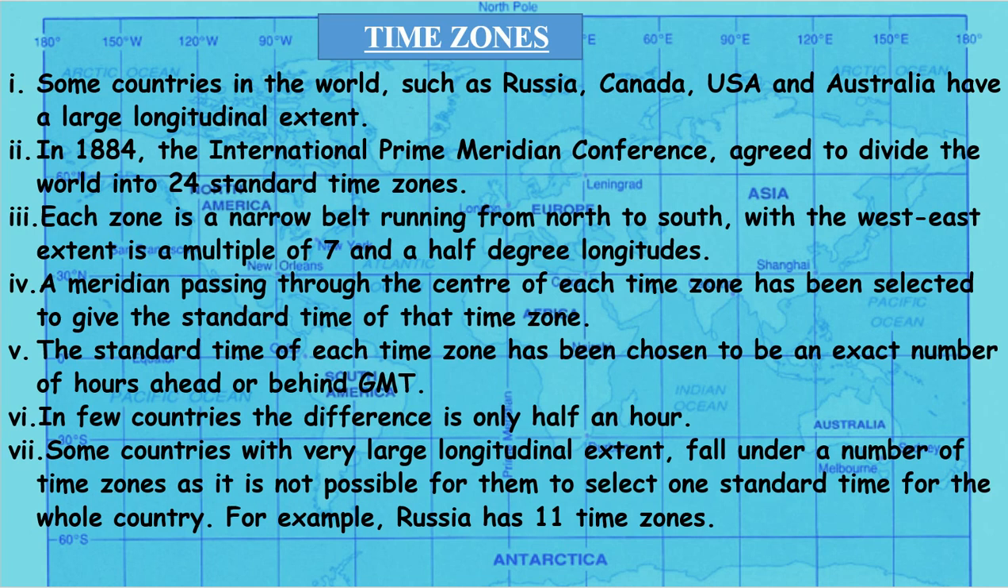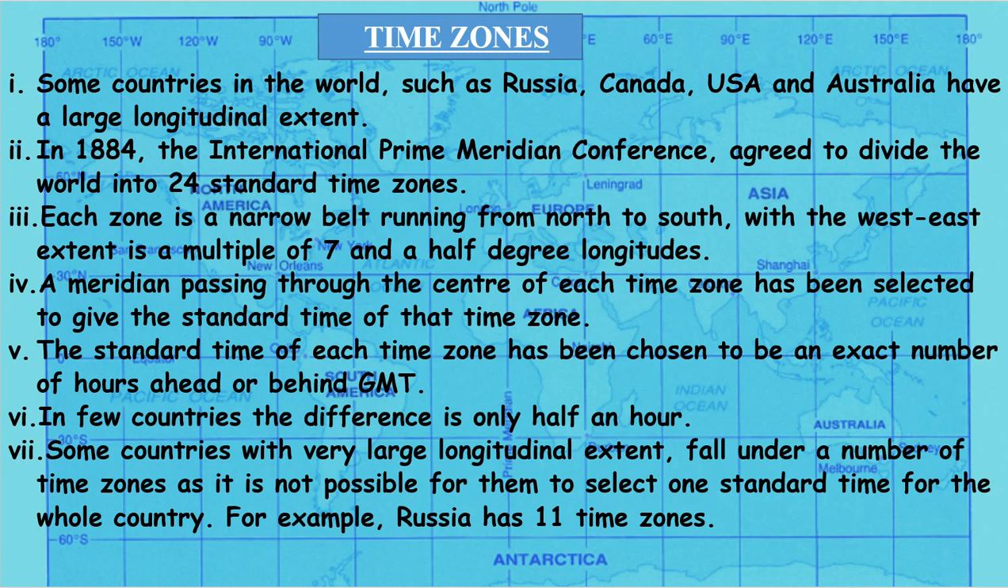Okay, why? We have already discussed that each time zone is 1 hour apart, and we know that there are a total of 360 meridians, isn't it? So if we divide 360 degrees by 15 degrees, we'll have 24 as the answer. Okay, so that is why the International Prime Meridian Conference agreed to divide the world into 24 standard time zones.